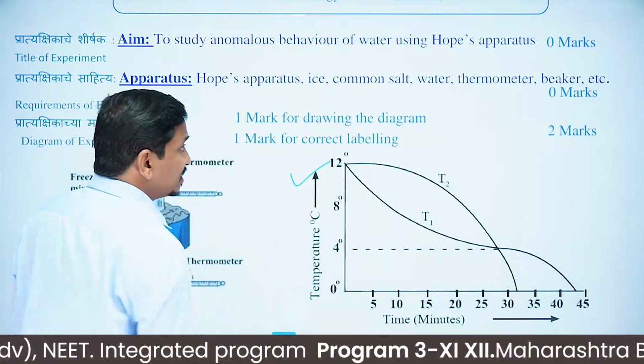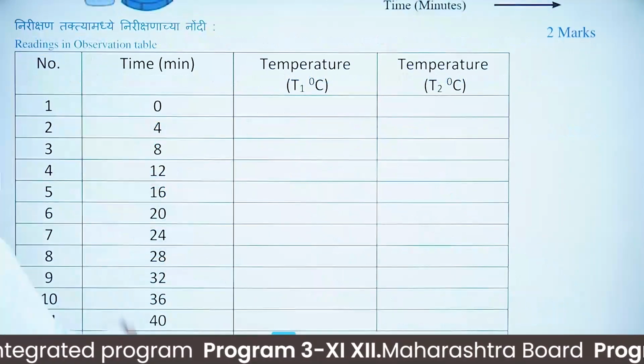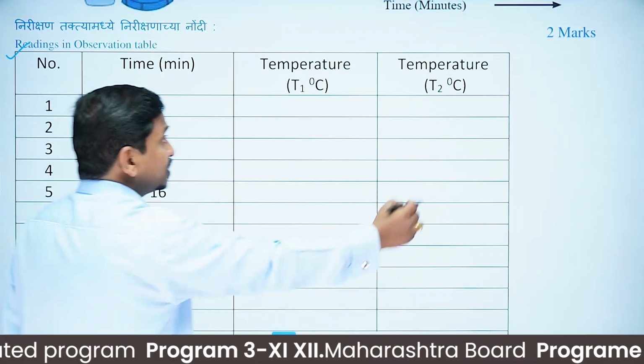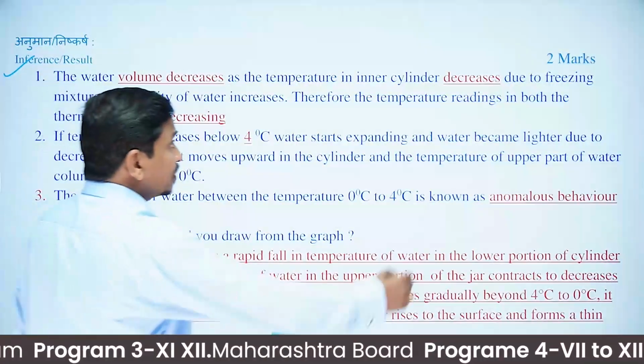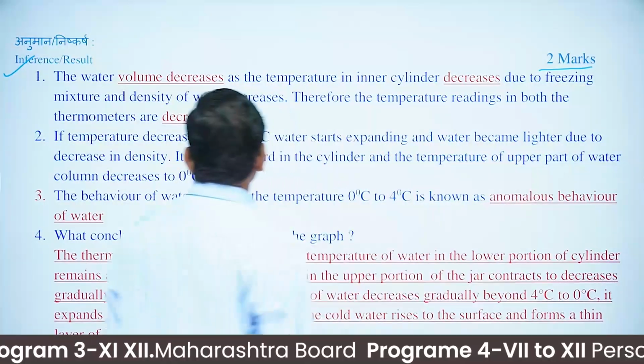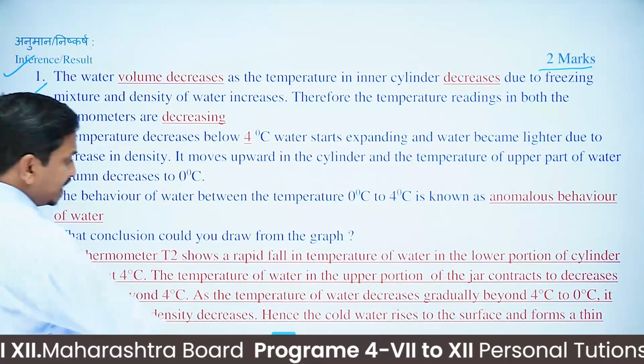Graph will not be asked in the exam as it is time consuming. For the observation table, you will get 2 marks. For the conclusion, you will get 2 marks. For writing any 2 points, you will get 2 marks.